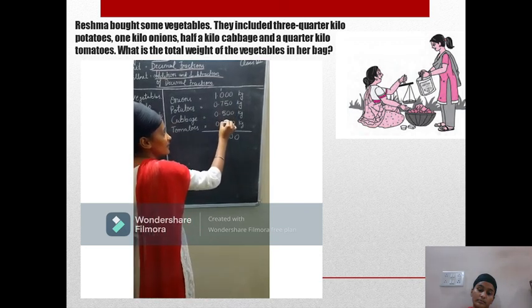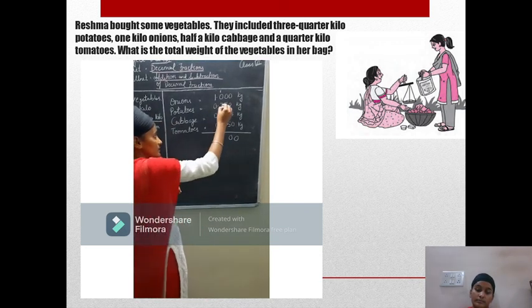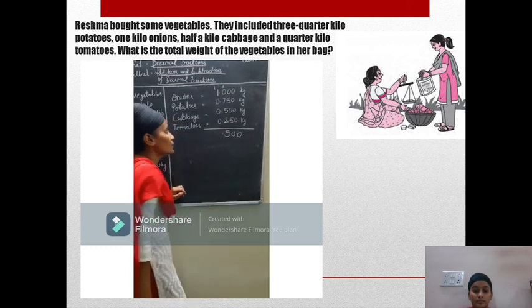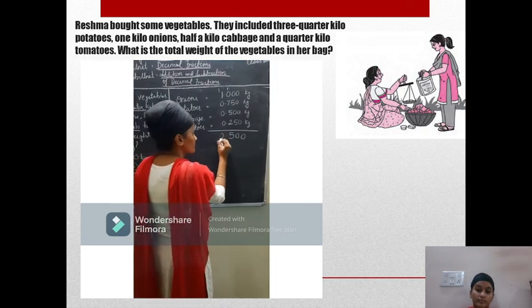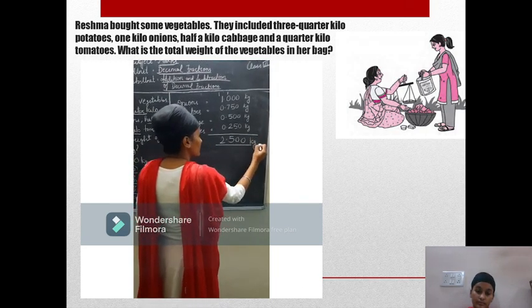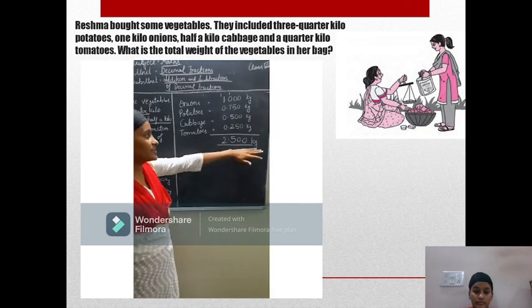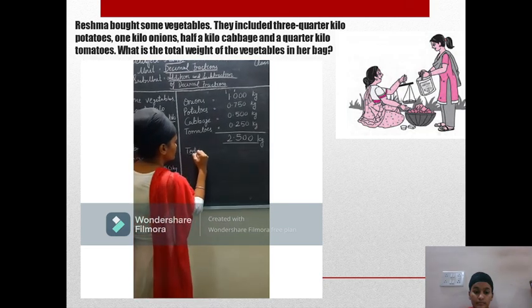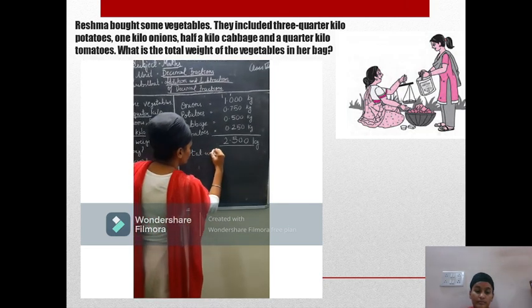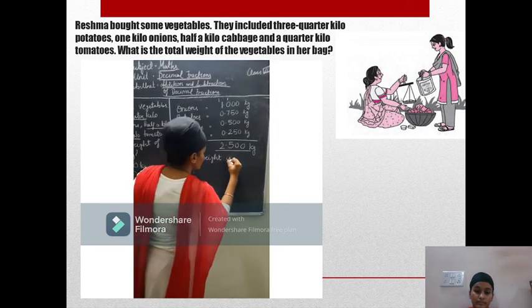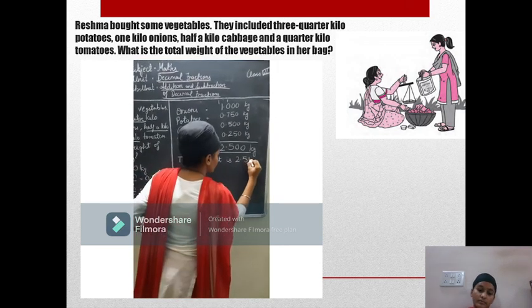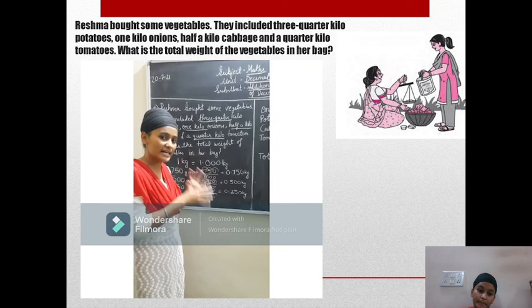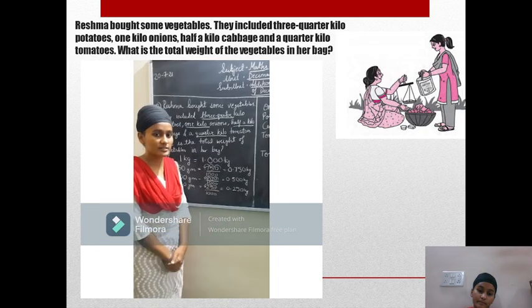7 plus 5 plus 2 plus 1 is how much? 7 plus 7 is 14 plus 1 is 15. 1 plus 1 is 2. Okay, so 2.5 kg is the total weight. You can solve by any of the methods. So the total weight is 2.5 kgs. In the first method also the answer was the same, and in the second method also the answer is same.